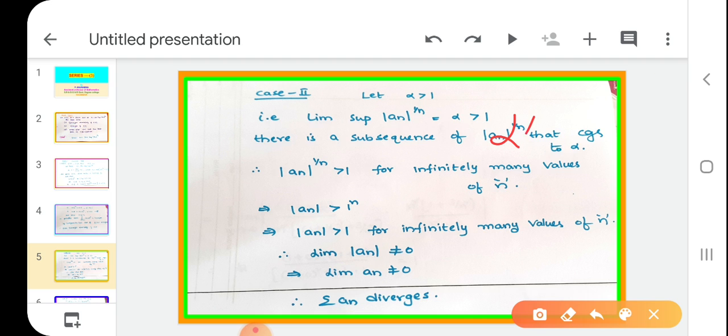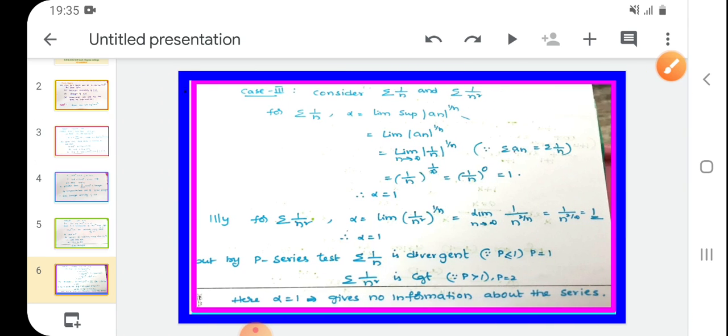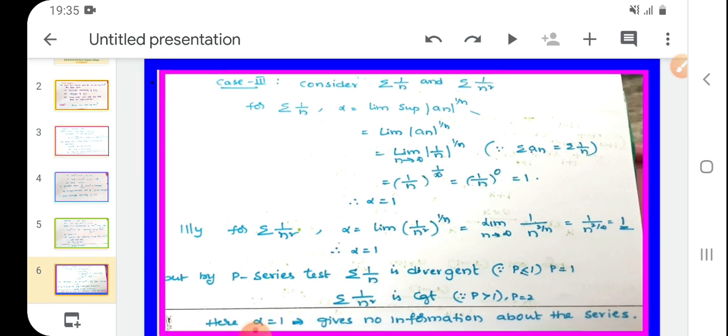For alpha greater than 1, the given series diverges. The first case is alpha less than 1. The second one is alpha greater than 1. Now, we test at alpha equals 1. For this, first we check 2 problems. See here. First we take 2 problems.